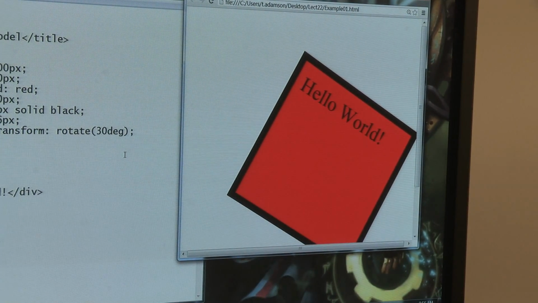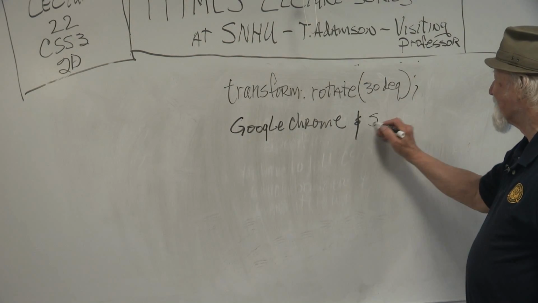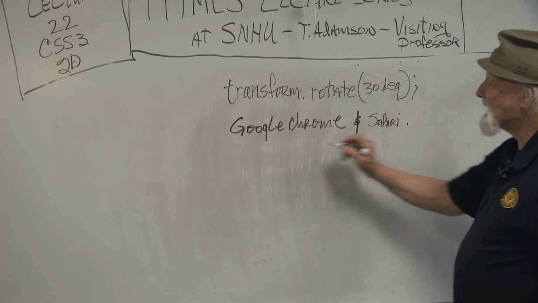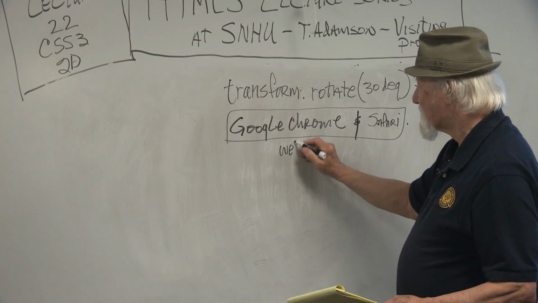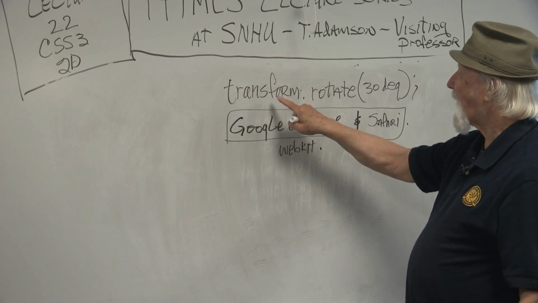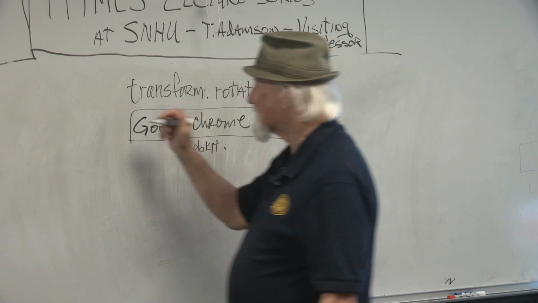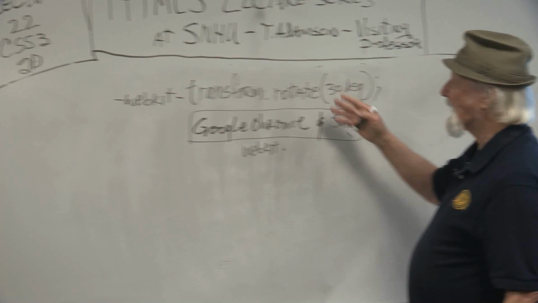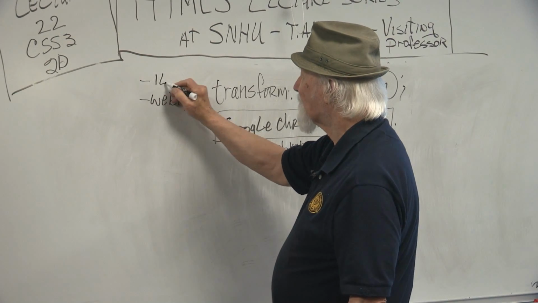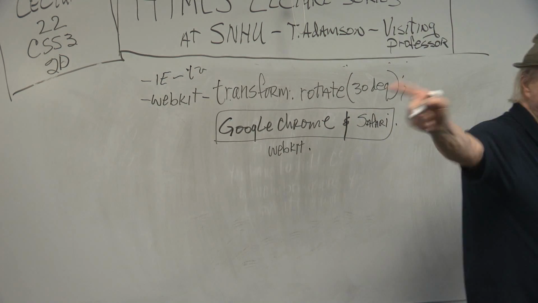Coming back to the board here. Google Chrome and Safari have an engine, the program that drives the browser. And the name of that program is called WebKit. So the way I tell my CSS3 that I want this to work on Google Chrome and Safari is I have to tell it to use WebKit. If I wanted it to work on Internet Explorer, I would also add another line of code here, say IE, that's its engine, and use the same code, transform, rotate 30 degrees.